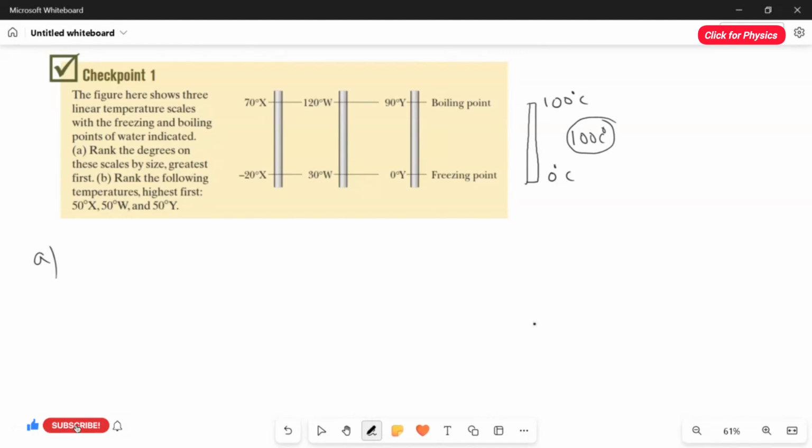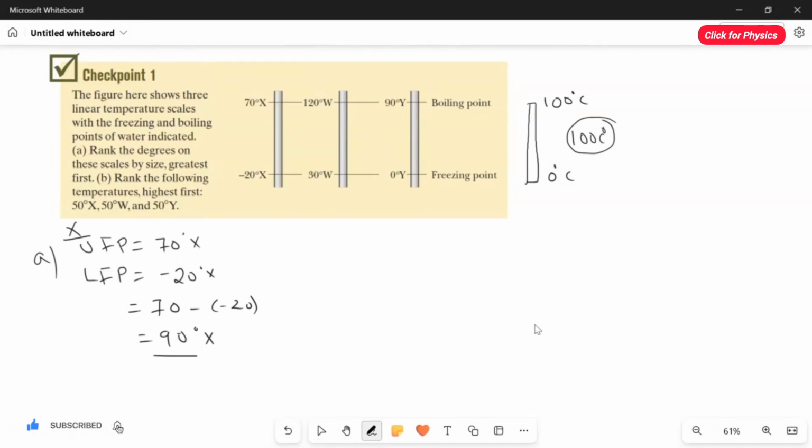For the first scale, the X scale, the upper fixed point is 70 degrees X, and the lower fixed point is minus 20 degrees X. The difference is 70 minus minus 20, which is 90 degrees X. Now I compare this with our reference scale. 90 degrees X is equal to 100 degrees Celsius. Therefore, 1 degree X is equal to 100 over 90 degrees Celsius.